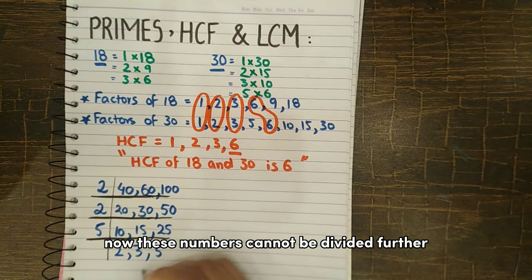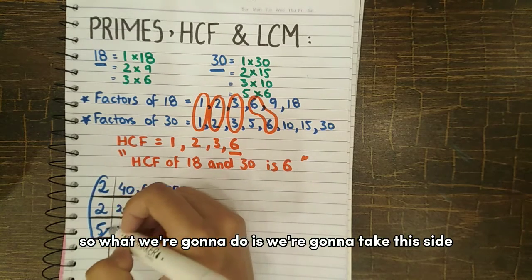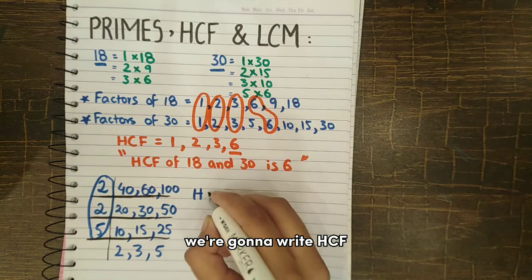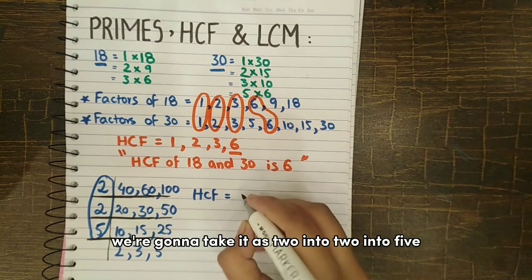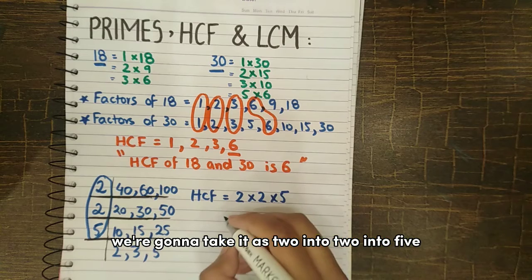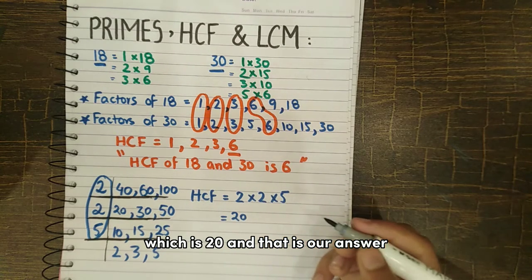Now these numbers cannot be divided further, so what we're going to do is take this side and leave this side. We're going to write HCF, and we're going to take it as 2 into 2 into 5, which is 20. And that is our answer. We've got 20.